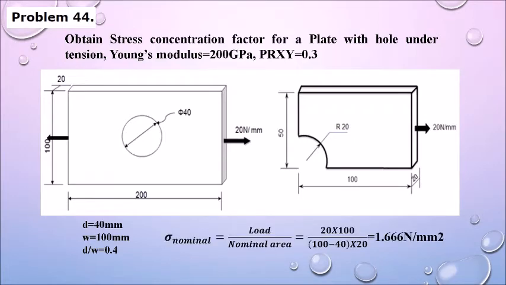For this problem, the nominal stress is the load divided by the nominal area. Nominal area is the area at the cutout. So load is 20 Newton per mm. If I multiply by the width, I'll get the total force in Newton. So 20 into 100 is the total force, divided by the nominal area, which is the width 100 minus the diameter of the hole 40, into the thickness 20. So the nominal stress will be 1.666 Newton per mm square.